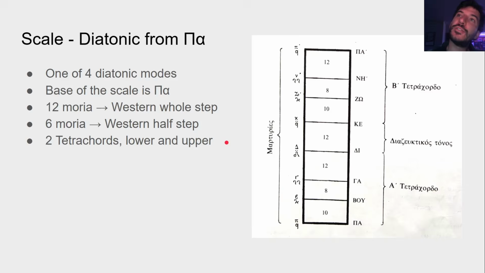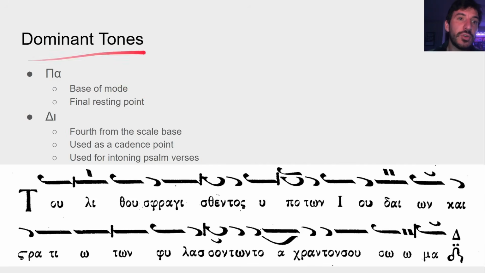Let's look now at the dominant tones. Just like in plagal fourth, we have dominant tones in first tone Eirmologic, and these dominant tones are pa and di. Pa is the base of the mode, and it's the final resting point for any final cadences. Then we have di, which is the fourth of the scale, and it's also used as an incomplete cadence point. We also use di for intoning psalm verses.